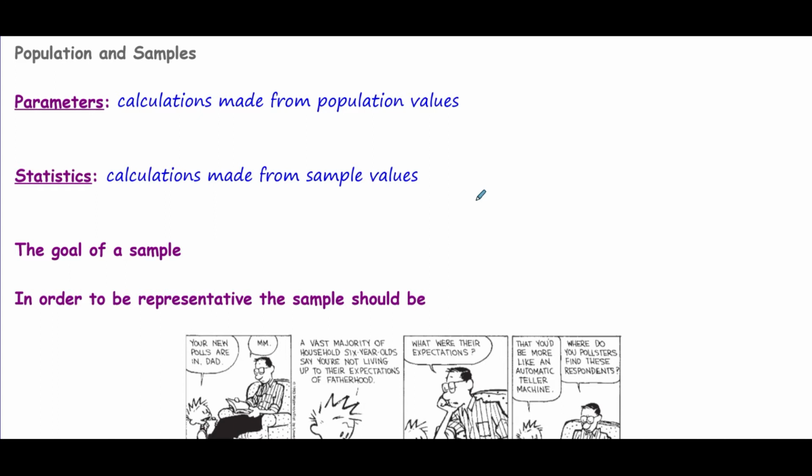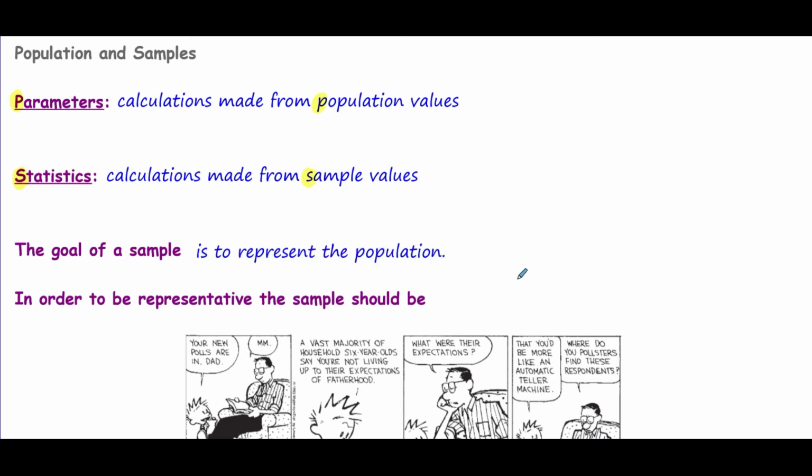So, some more terminology here. We have parameters and we have statistics. So, parameters are calculations made from population values, and statistics are calculations made from sample values. So, there's a bit of alliteration going on here. Parameters are calculated from population values, statistics are calculated from sample values. So, that should help you remember the two. Typically, we cannot calculate the parameters because we don't have population values, but we can calculate statistics from our sample, and then we make inferences about the parameters from the statistics.